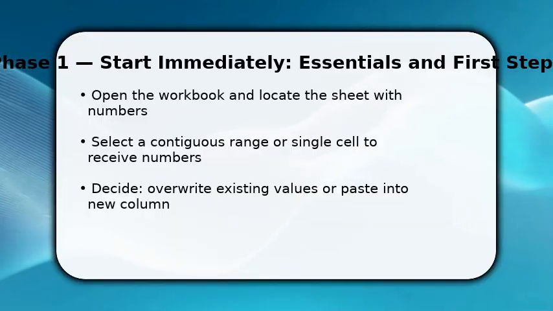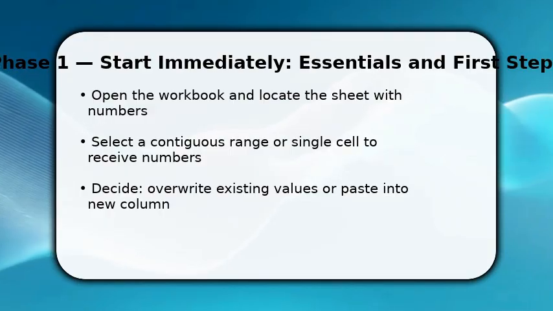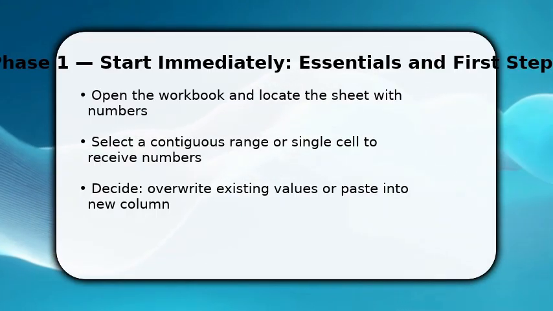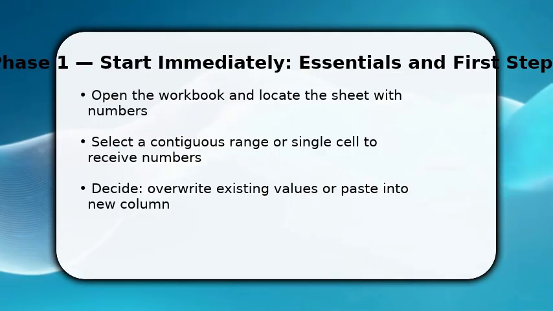You start by opening the workbook and selecting the exact cells where numbers will appear. This matters because formulas and fills act only in the chosen range. Once selected, decide whether to overwrite current values or use a new column for safety. This prevents accidental data loss.